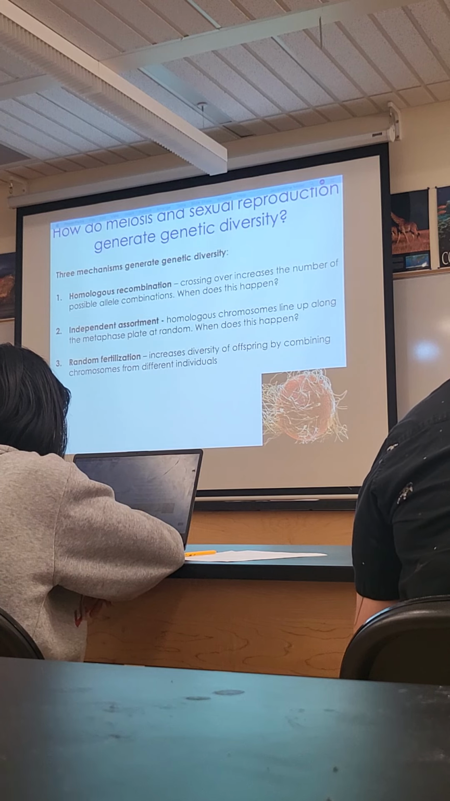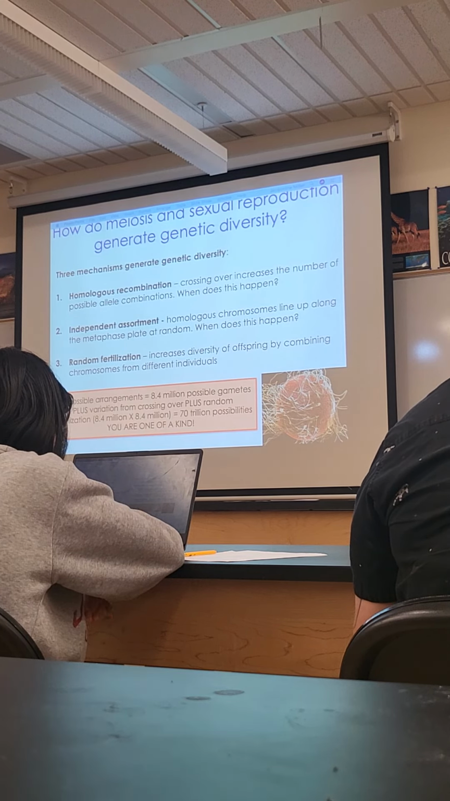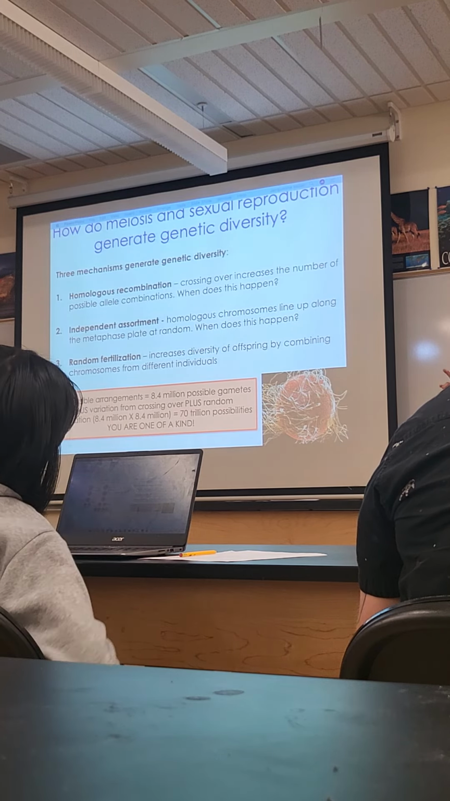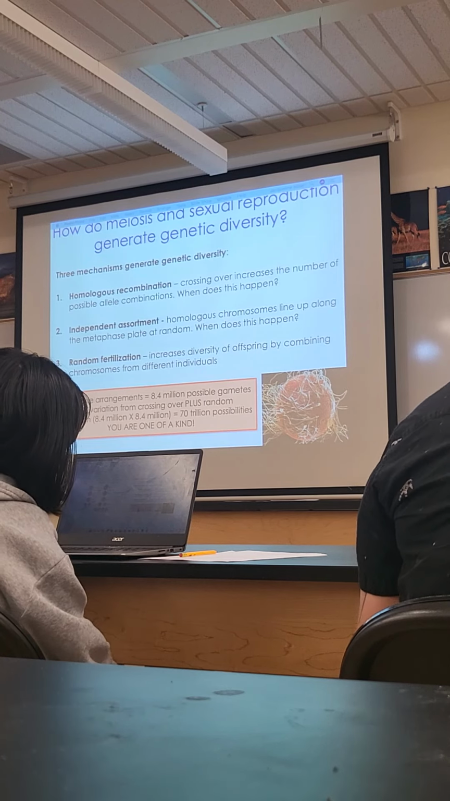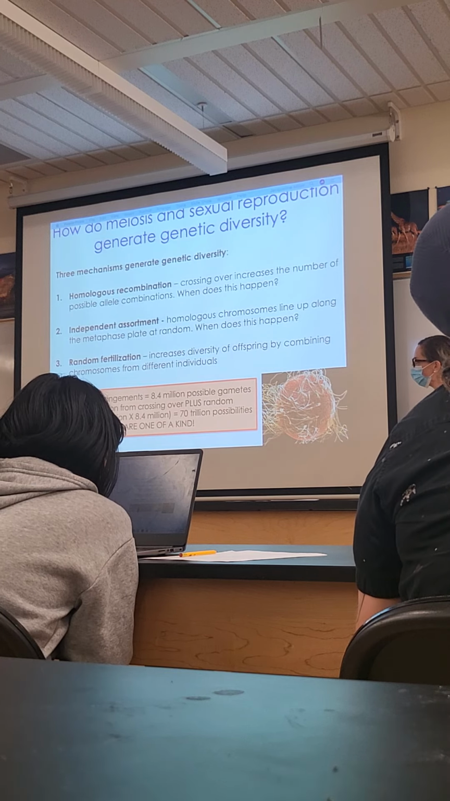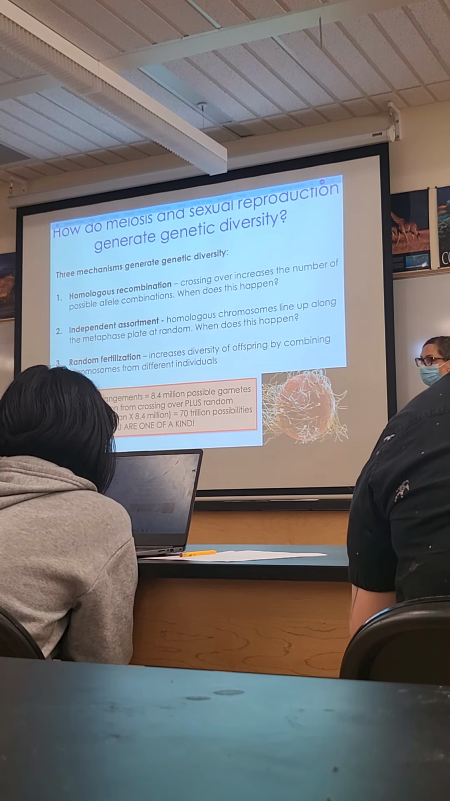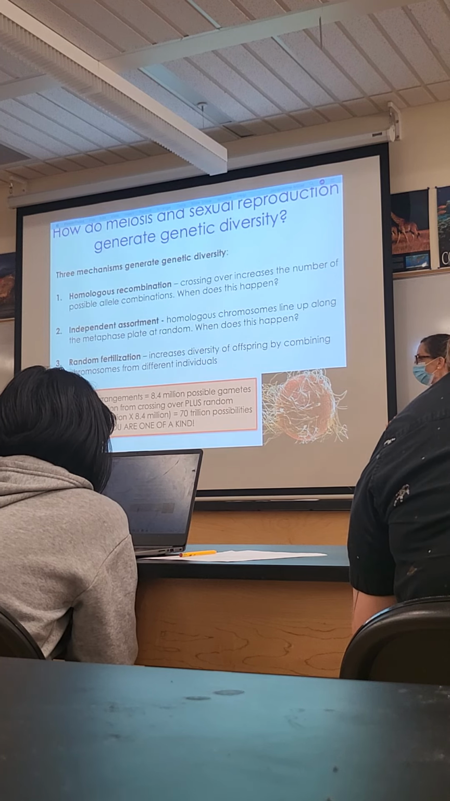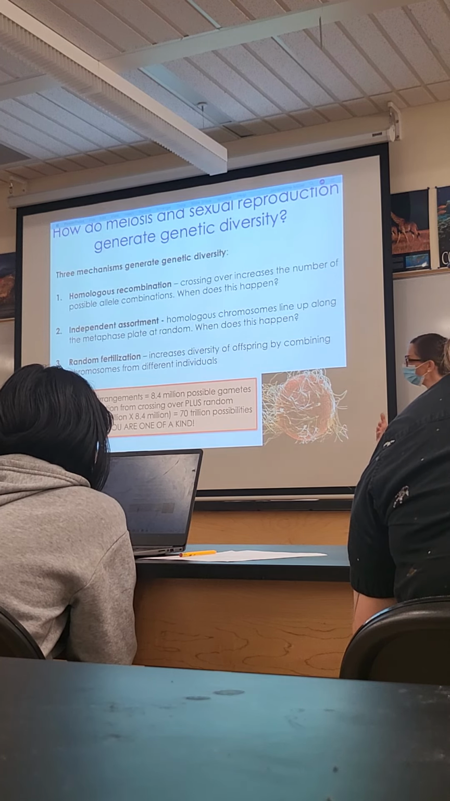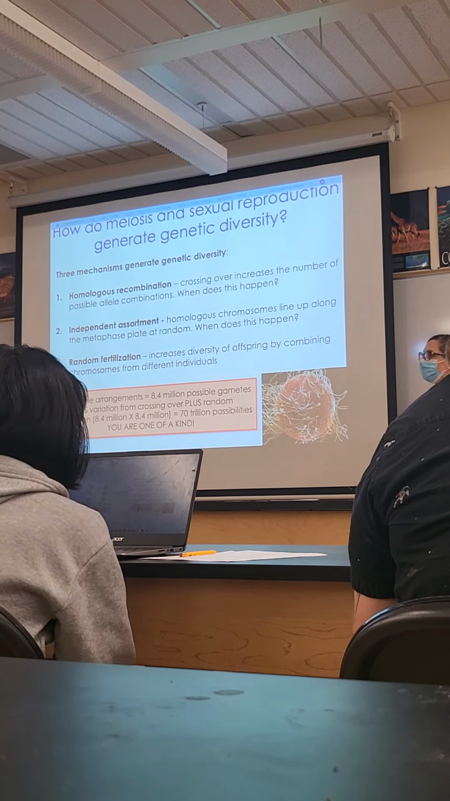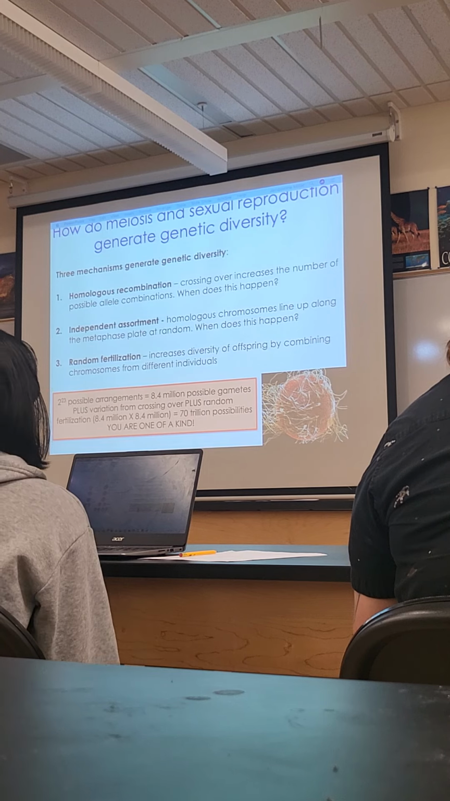So just a back of the envelope calculation to figure out how many possible combinations we could create, and this doesn't even factor in crossing over, so it's an underestimate. For independent assortment, there's 2 to the 23rd possible arrangements. That means there are 8.4 million possible gametes on both sides. We multiply those together because of fertilization, all of the possible combinations we could make, and that's 70 trillion possibilities. So all of you are one of a kind.